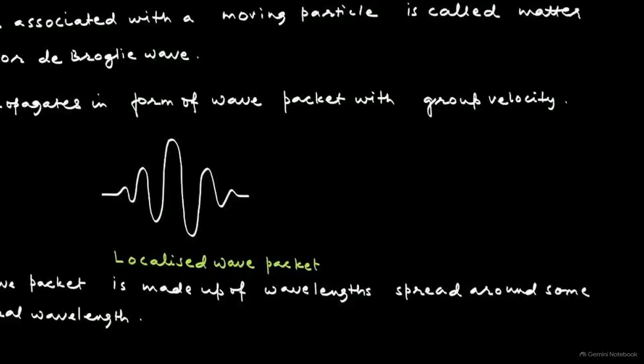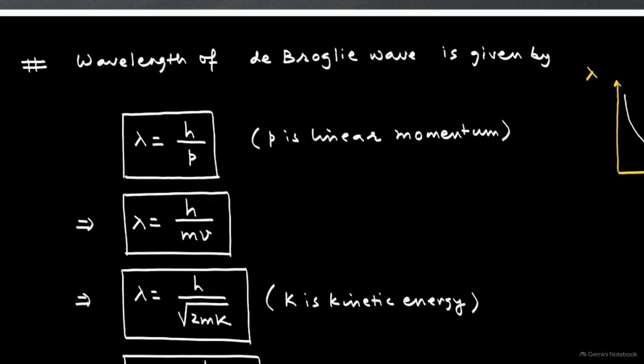This diagram illustrates that these waves do not stretch out infinitely in all directions. Instead, they exist as a localized wave packet, traveling together with a specific group velocity that matches the particle's physical speed. This equation links particle and wave properties. The de Broglie wavelength equals Planck's constant, h, divided by the particle's linear momentum, p.